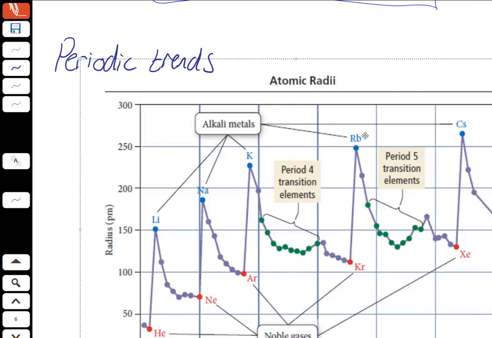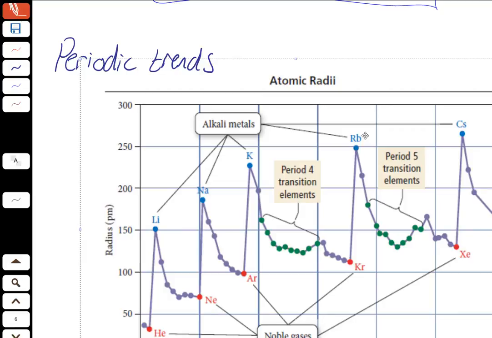Is it the size of the nucleus? Is it the size of the outermost filled orbital? How do you determine that? And so there are different definitions of atomic radii or atomic radius. The definition we're going to use here is basically the average bonding radius. So when this atom is bonded to another atom, if you kind of split that bond in half, how big is each one, sort of.